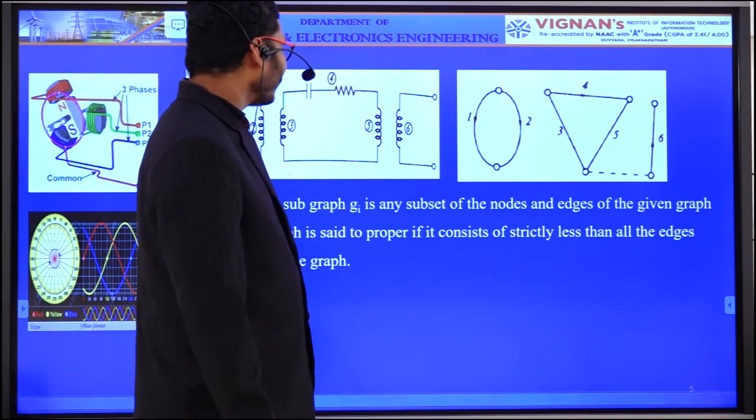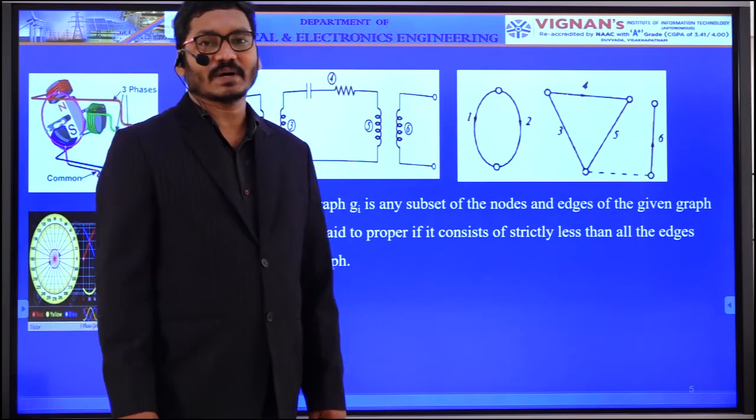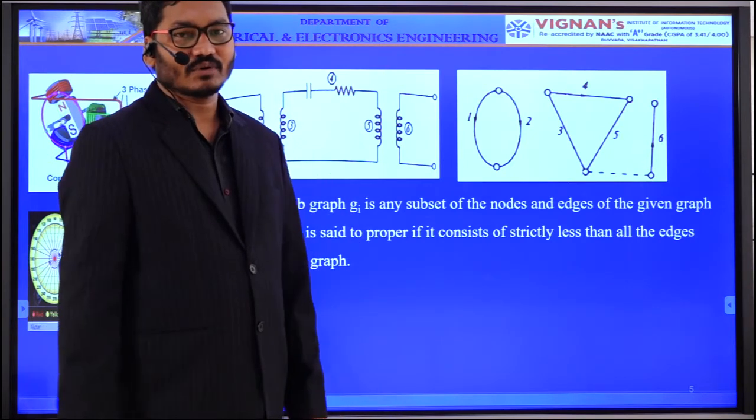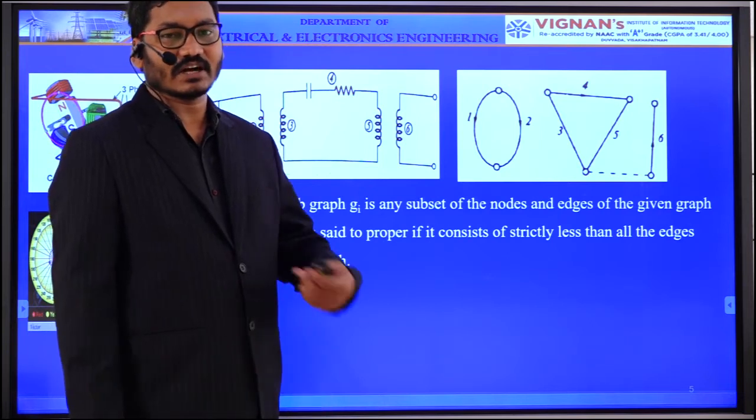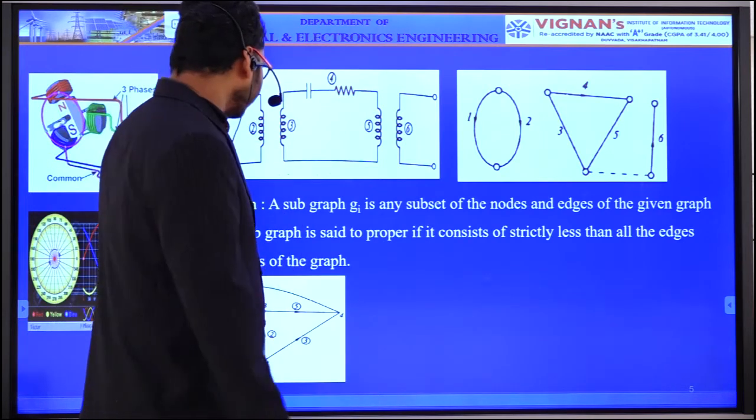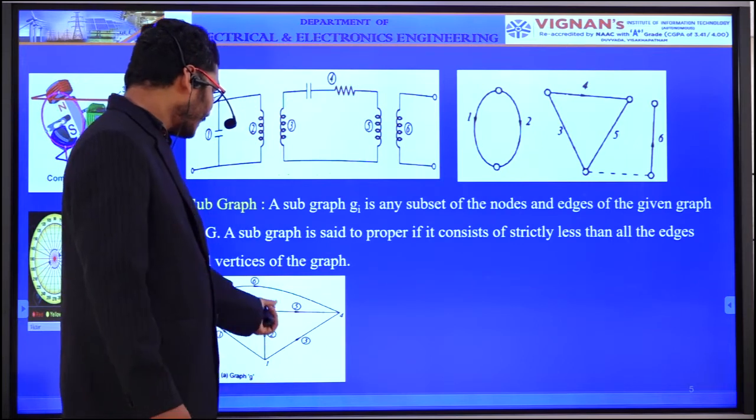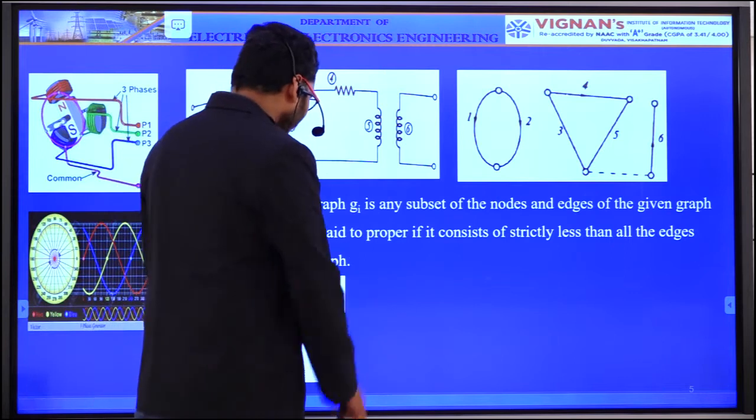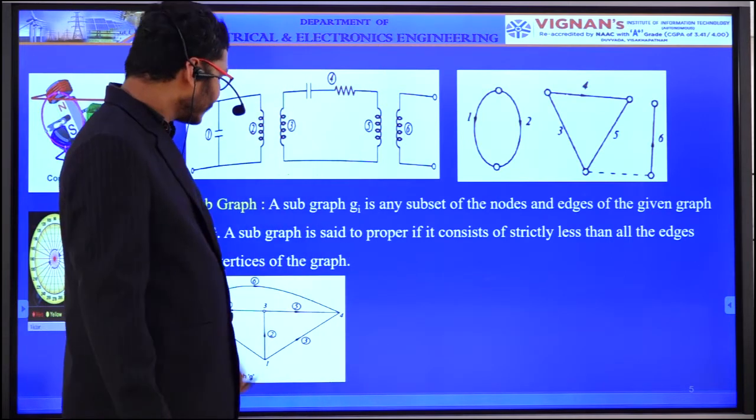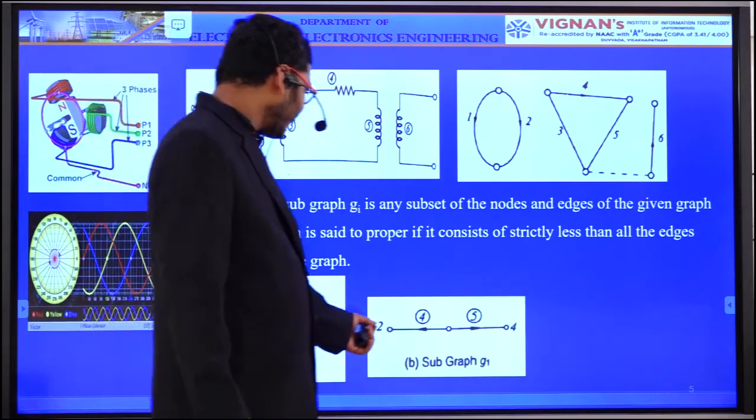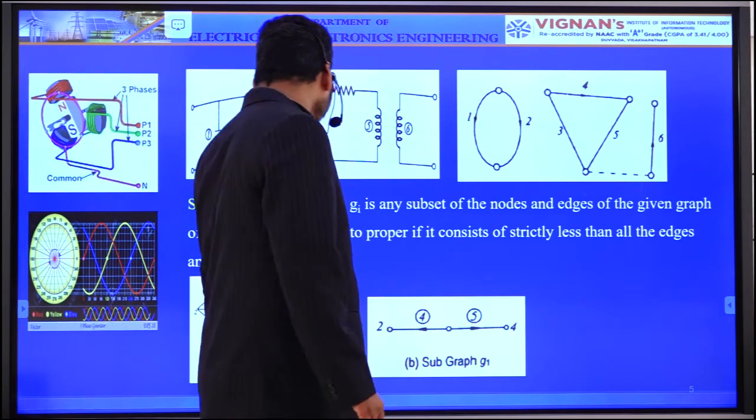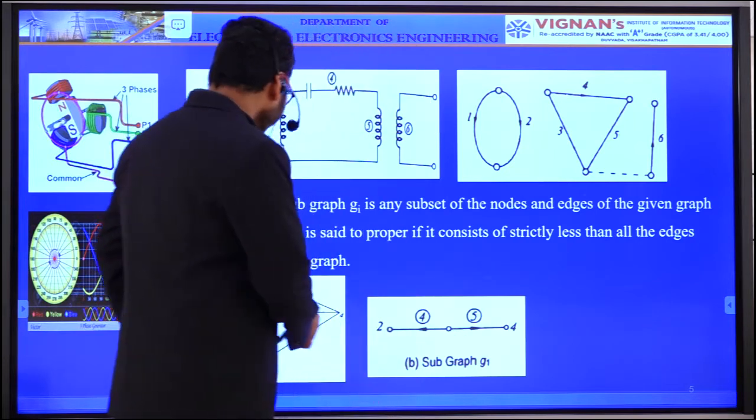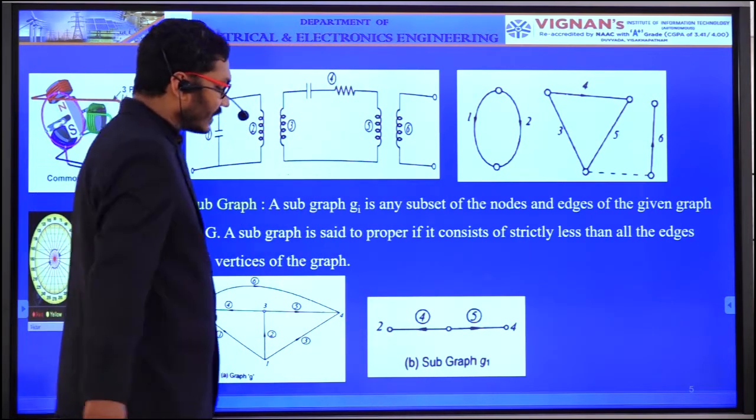Subgraph. What is a subgraph? A subgraph means a part of the graph. You have a graph, and any part of that graph we call a subgraph. See here, suppose this is the graph. You can remove 2 to 3 or 3 to 5, and what remains is part of the graph, called a subgraph. Suppose for example I have removed 2 to 4. This we call the subgraph. It means part of this graph is called the subgraph.